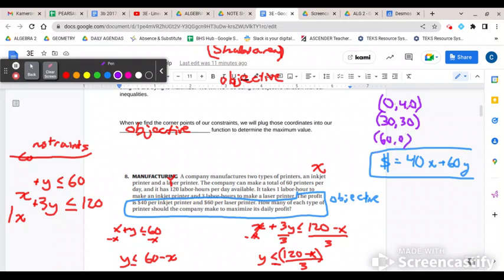What we're going to do is plug these three points into our objective function to find out what combination of printers will maximize our profit. So if we go 0, 40 right there, we'll go 40 times 0 plus 60 times 40 into our objective function. 40 times 0 is 0, 60 times 40 is 2400. So if we do 0 inkjet and 40 laser, we'll make $2,400.